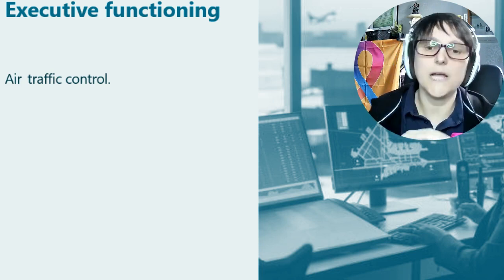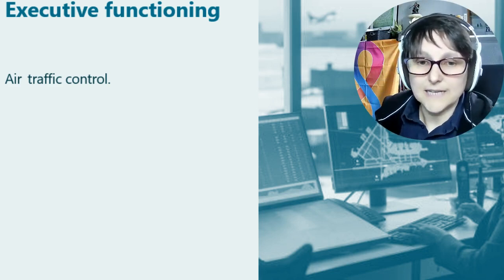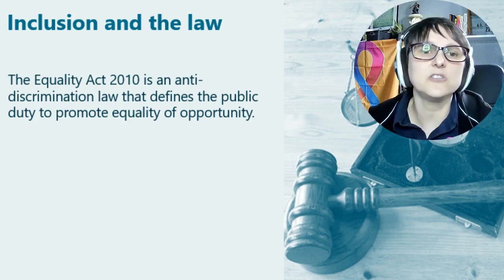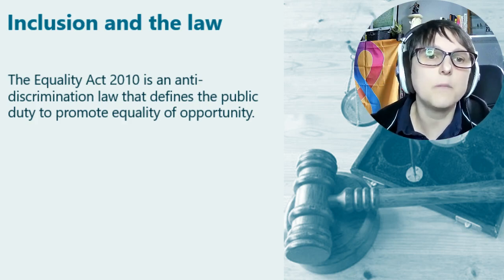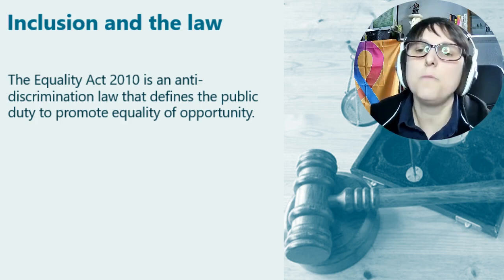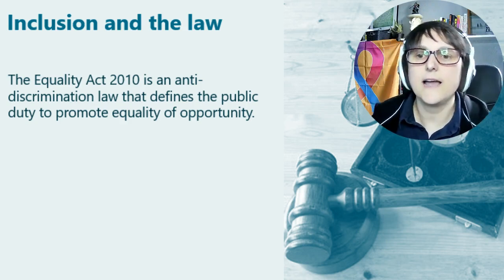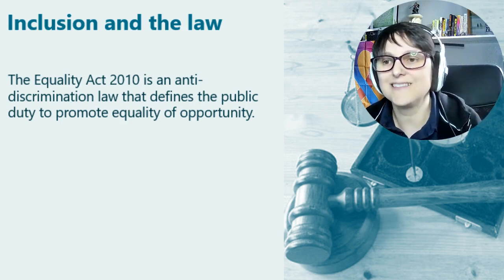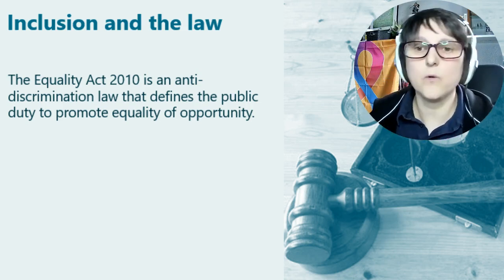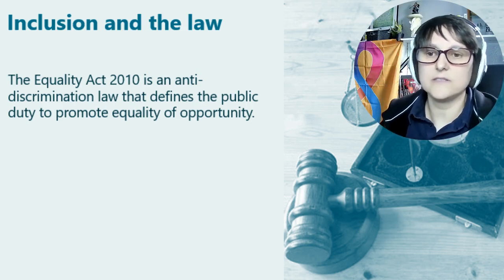And that's why neurodivergent individuals are protected by the Equality Act. Now, the Equality Act is an anti-discrimination law that defines the public duty to promote equality of opportunity. And I'm hoping that we've all heard of the term reasonable adjustments. And I'm assuming that you know that this is something that should be put in place as a matter of law within the workplace as adhering to the Equality Act 2010.